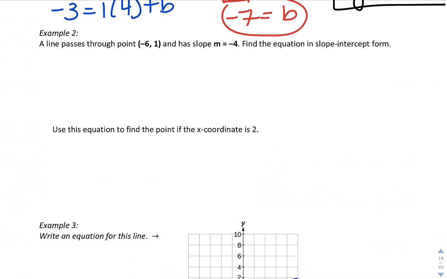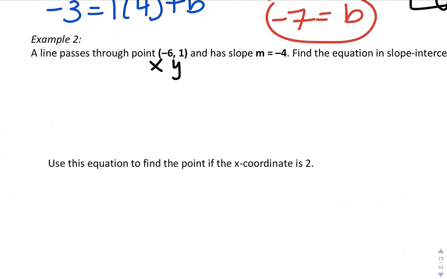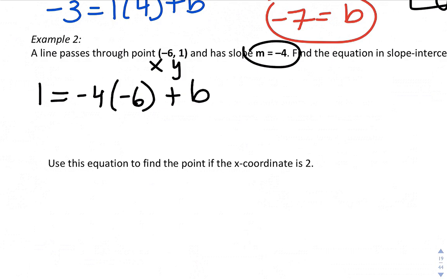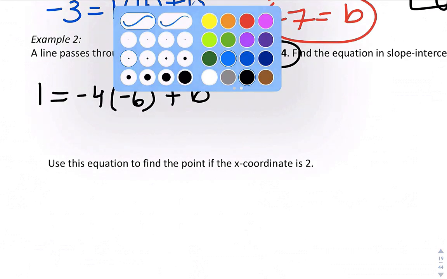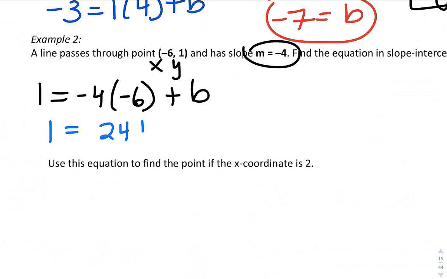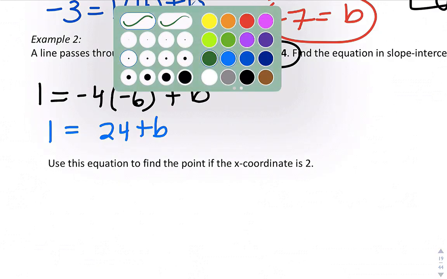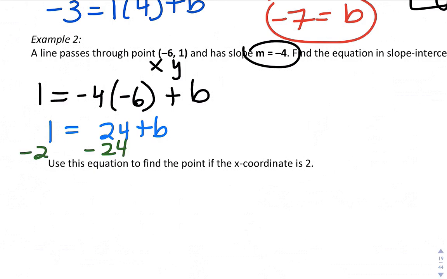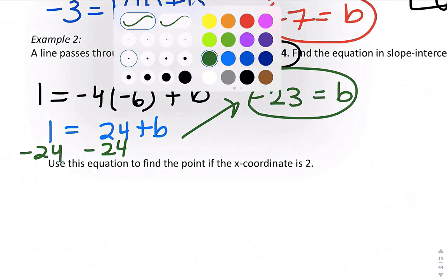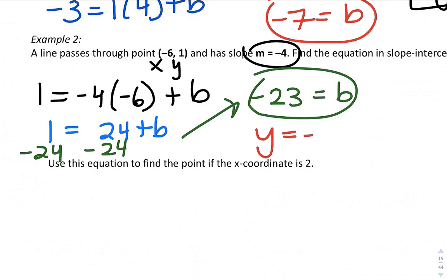All right, example 2, the line passes through (-6, 1). The slope is -4, so let's plug in everything we know. y, which is 1, equals -4 times x plus b. Let's solve. We get 1 equals 24 plus b. Let's subtract 24 from each side. You get -23 equals b. So we have the slope, we have the y-intercept. Let's rewrite the equation of the line. y equals -4x minus 23.